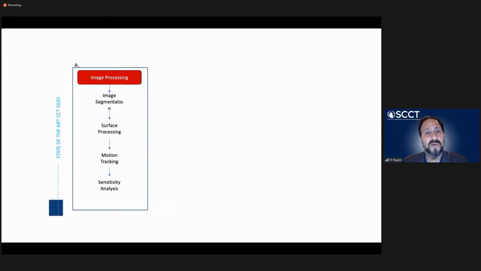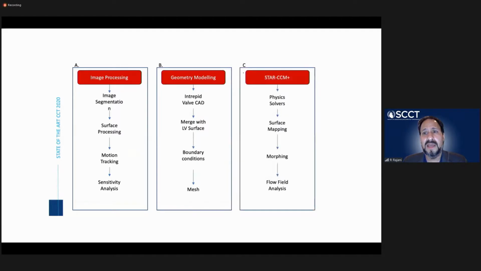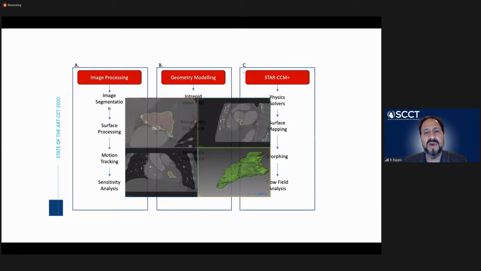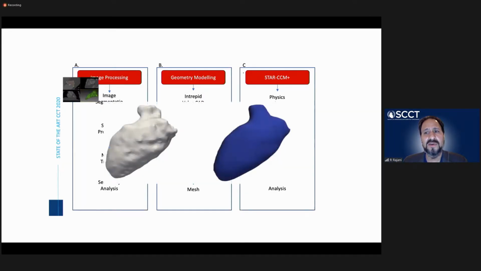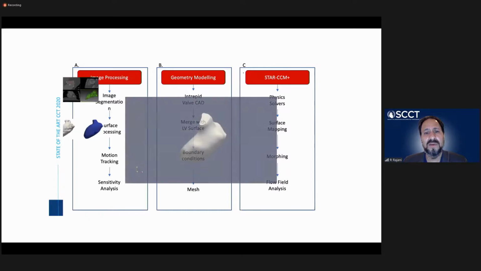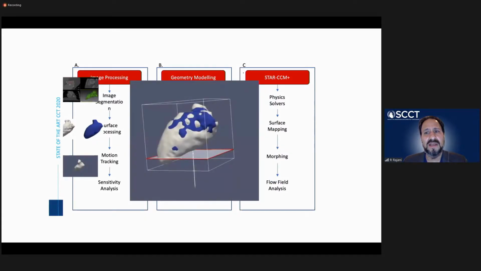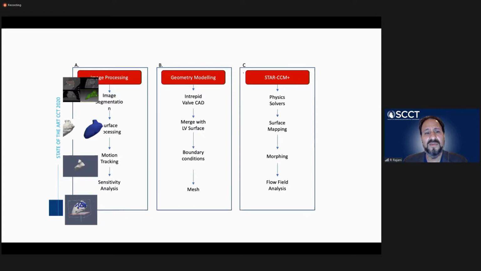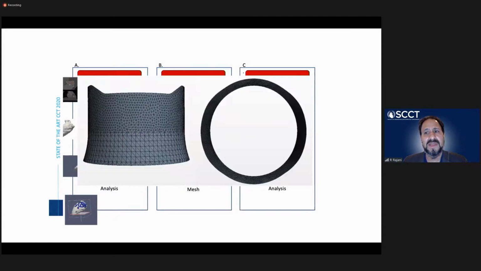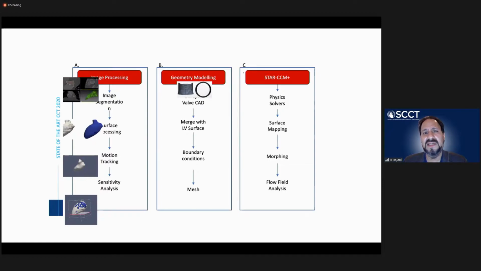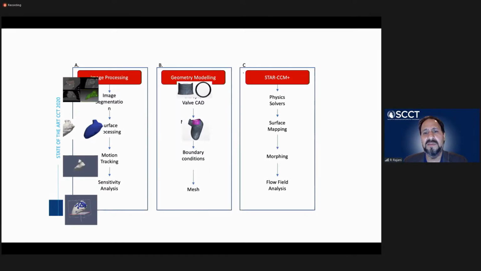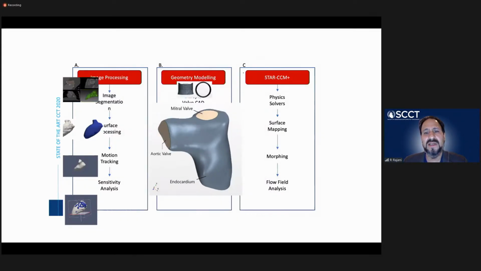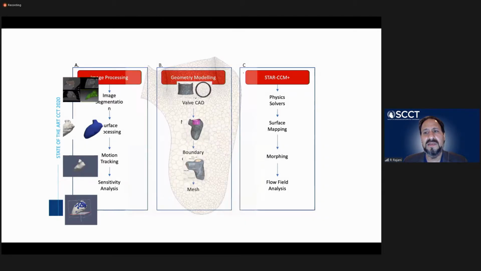Now, we've since forwarded our techniques and developed this further, and this just shows how complicated this can be to actually perform this type of technology. But it requires us to perform image segmentation. Image segmentation is followed by surface processing. Following surface processing, we do motion tracking. We perform sensitivity analysis, and we then implant the virtual valve into the CT dataset mesh. Once this is done, we merge this with the LV cavity. We input boundary conditions. We create a CT mesh.